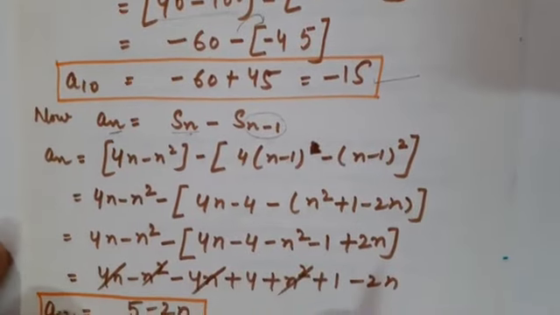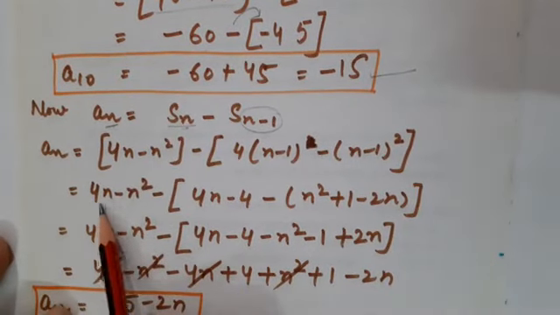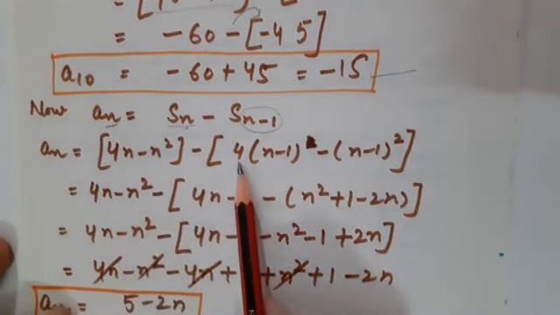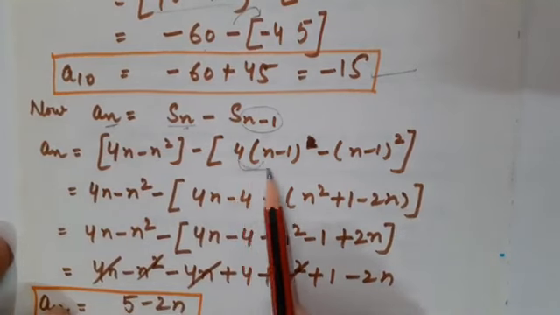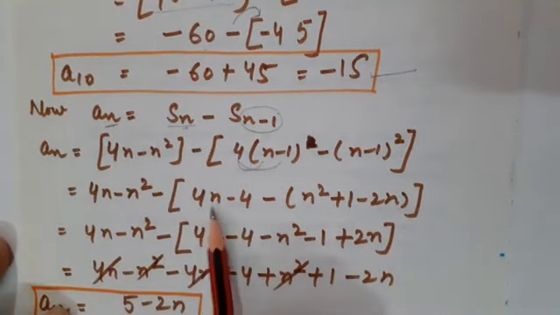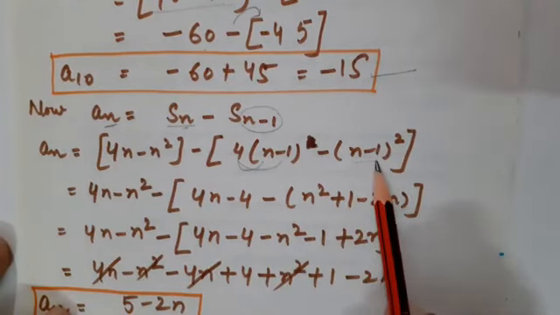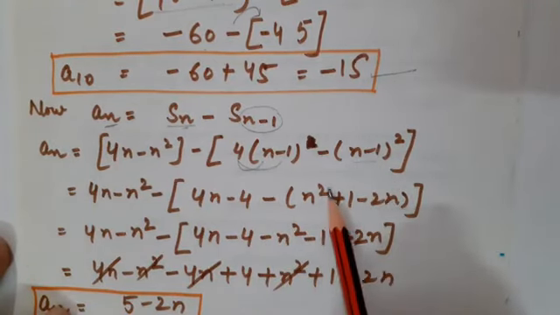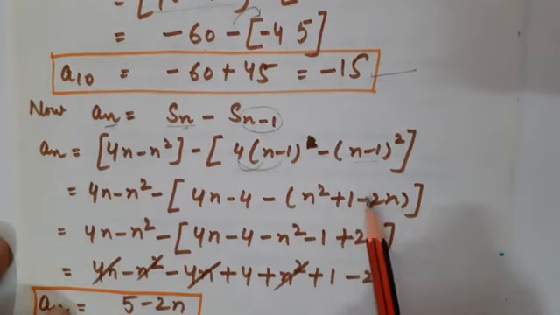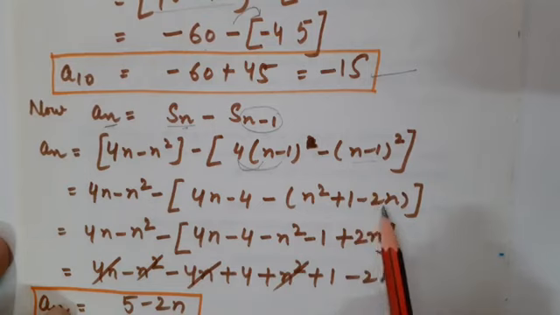Correct, students? So let us simplify it. 4n minus n square minus, multiply this 4 by n as well as by 1 also. You will be getting 4n minus 4. This is minus. This is a minus b whole square. That is a square means n square plus b square, that is 1, minus 2 into a into b means minus 2 into n into 1. You will be getting minus 2n.